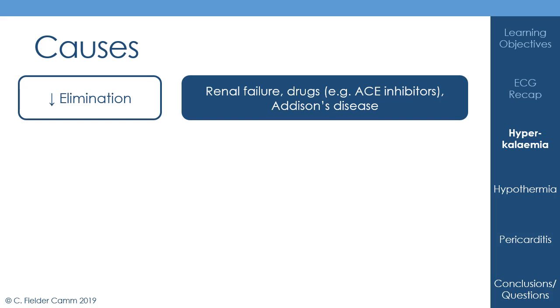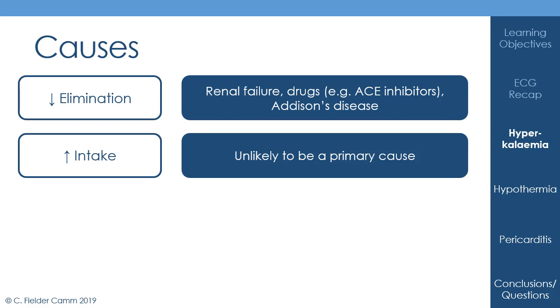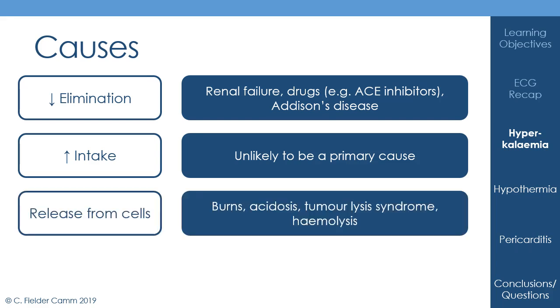So causes of hyperkalemia, well, there's decreased elimination of potassium, and that's relatively common, and that's seen in renal failure, with a number of drugs, including ACE inhibitors, and in conditions like Addison's disease. There's increased intake. That's unlikely to be a primary cause of hyperkalemia. You'd have to eat a ridiculously large number of bananas for your body to retain that much potassium.